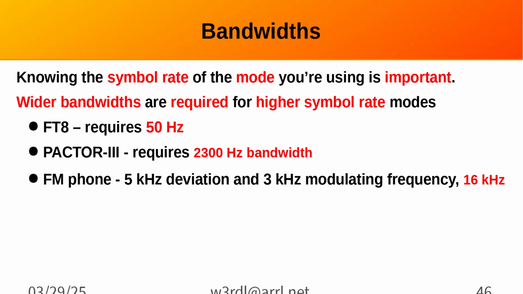And standard FM phone with a 5 kilohertz deviation and a 3 kilohertz modulating frequency has a 16 kilohertz bandwidth. For some reason, I was thinking that FM bandwidth was more like 12 to 15. Must be right. It says so right there.